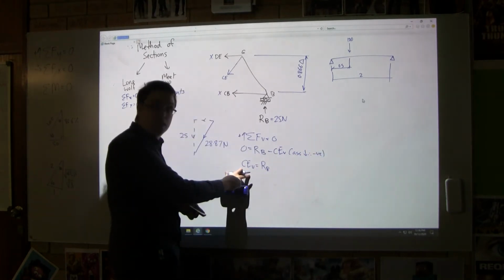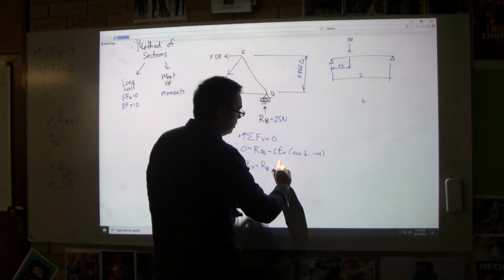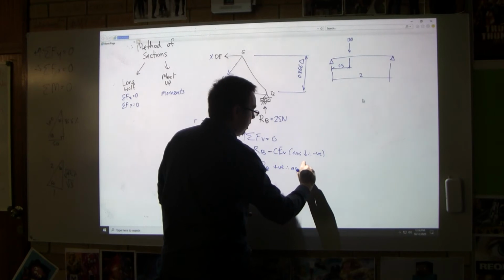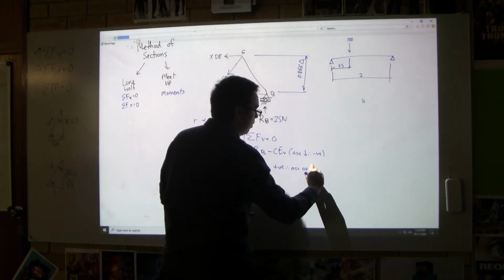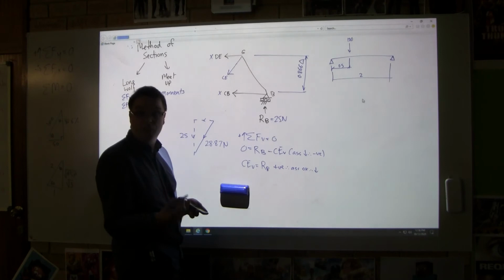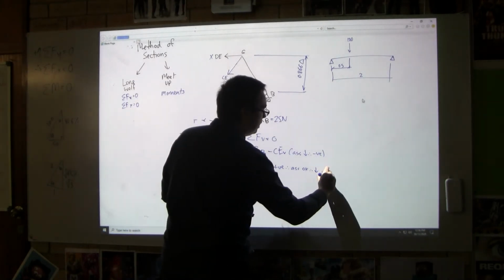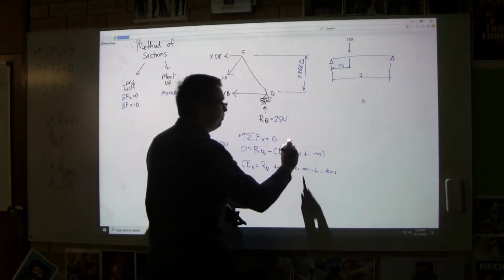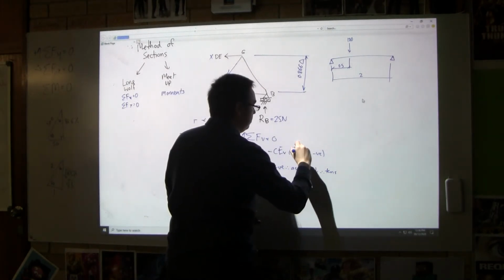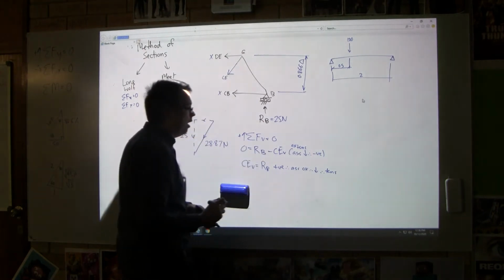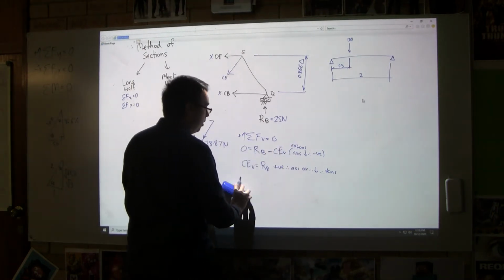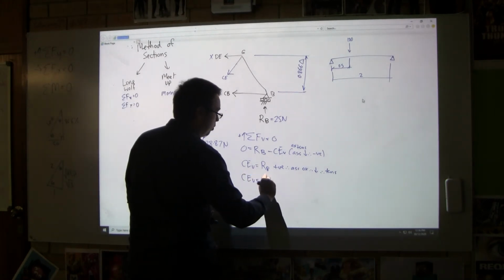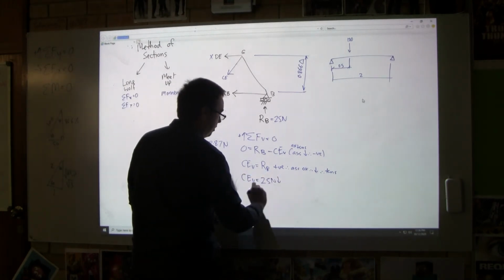So here, my answer is positive. So positive, therefore my assumption was okay. Therefore, it is in fact going down. And if it's going down, therefore it's in tension, because we assumed tension. Okay, so then from there, we can say CEV equals 25 newtons down.